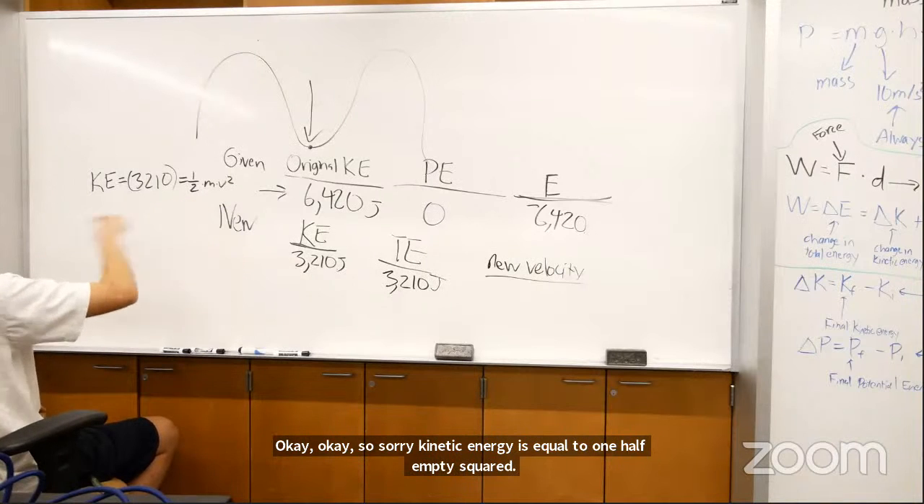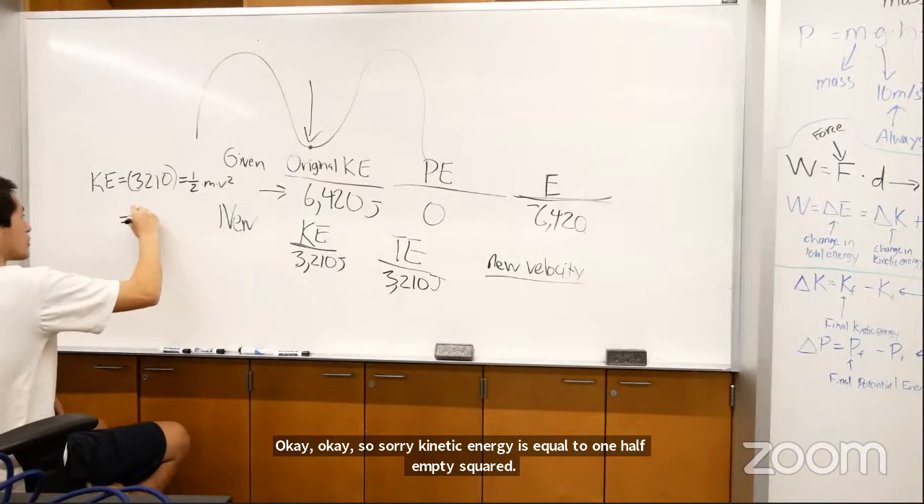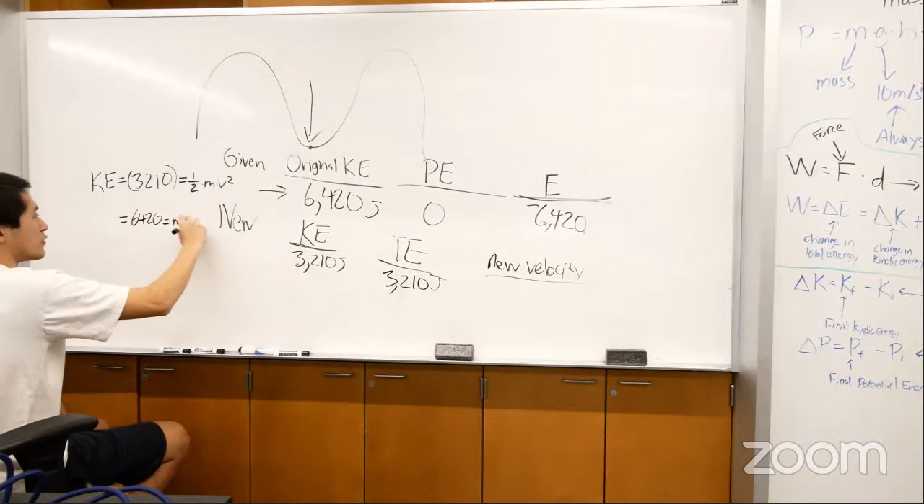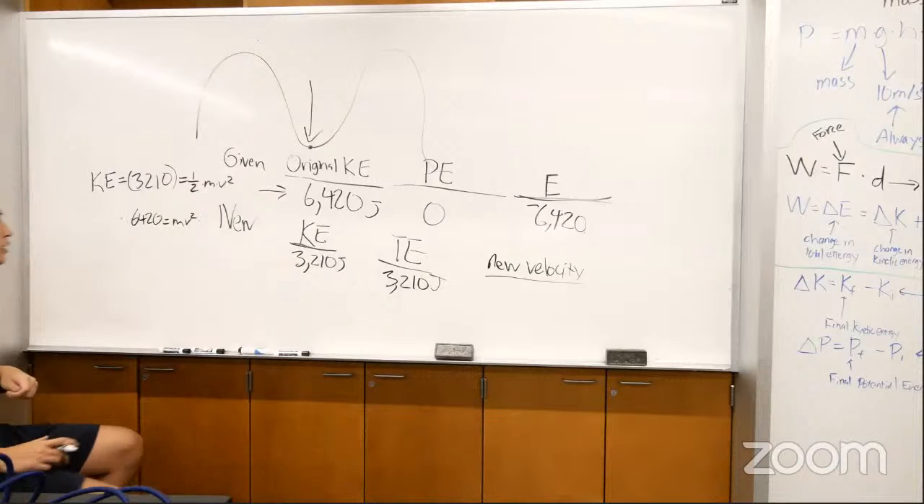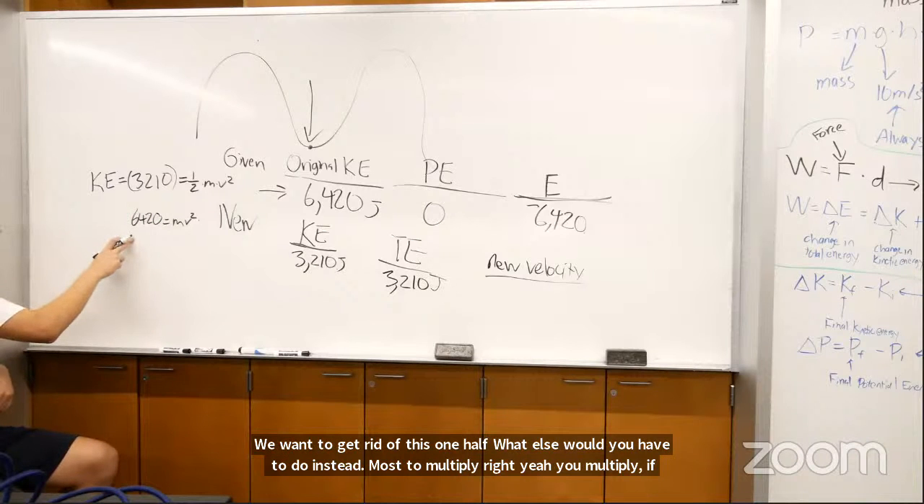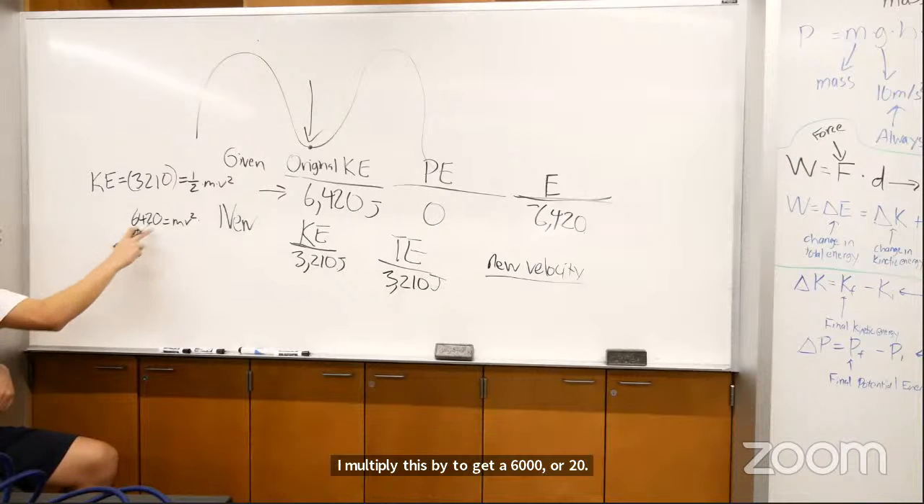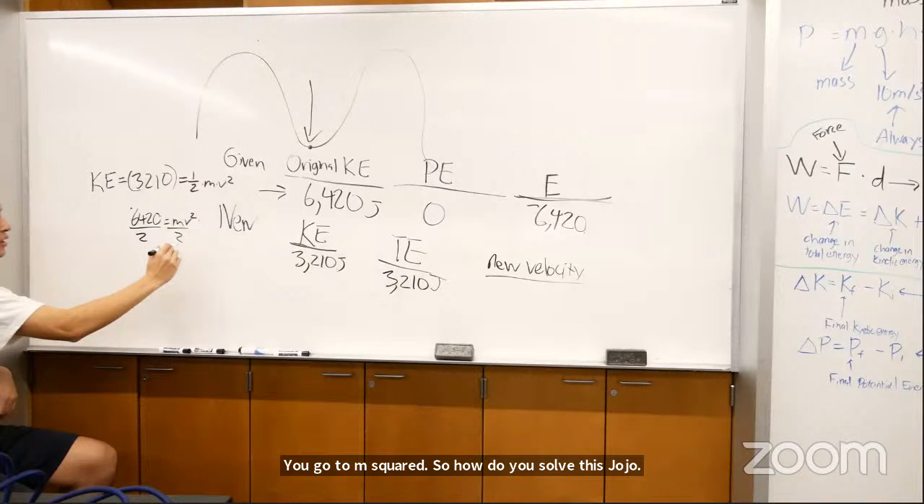Multiply. You can't divide it by 2. Multiply, right? Yeah, you multiply. So if I multiply this, what I get is 6,420 is equal to mv squared. So how do you solve this, Jojo? I would multiply, right? Oh no, you already did that. I would square root it. You would square this? No, okay, so divide by 2. You divide by 2? Yeah, right. Okay, so I divide by 2.